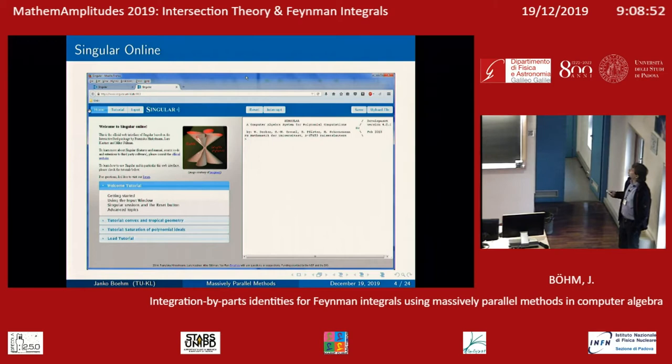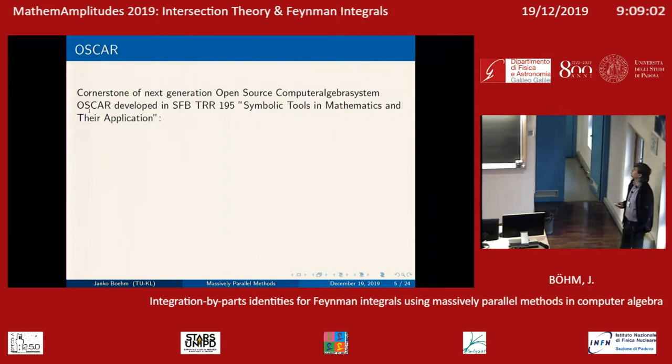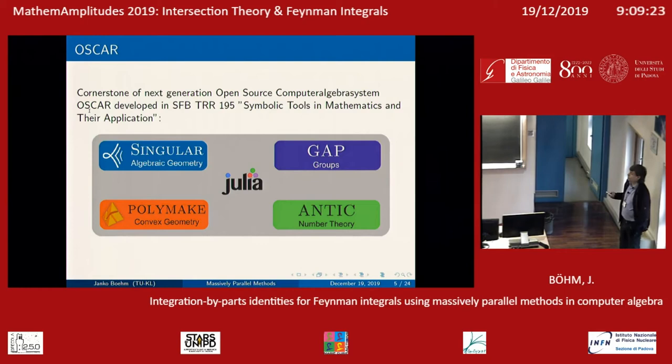You can also try Singular online. You can just go to the web page and see some example sessions. Singular will also be available soon as a cornerstone of a new open source computer algebra system called OSCAR, which is developed in our transregional Sonderforschungsbereich. That combines Singular with other open source systems for number theory, group theory, and polyhedral geometry.